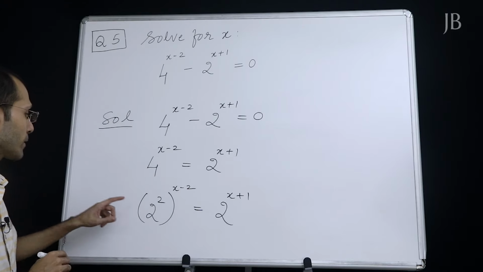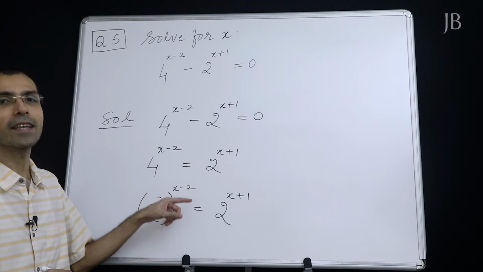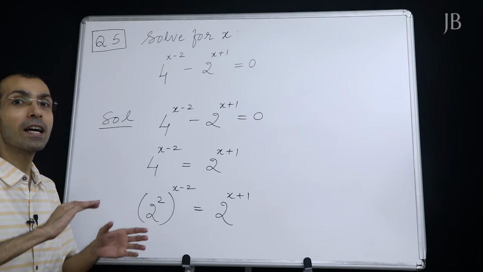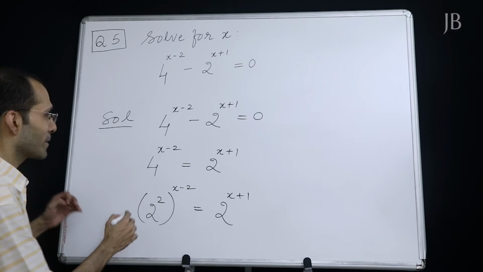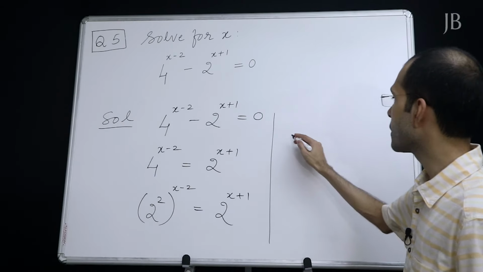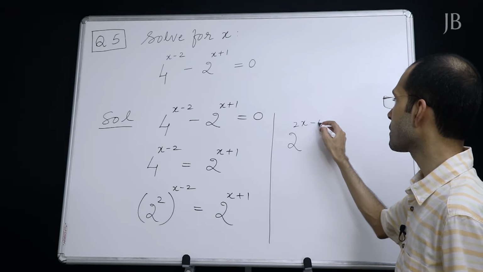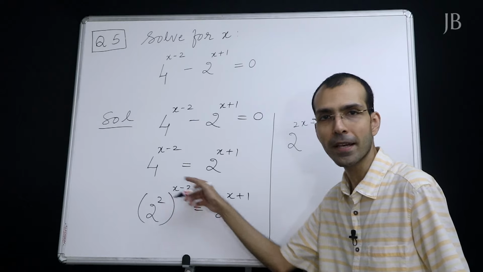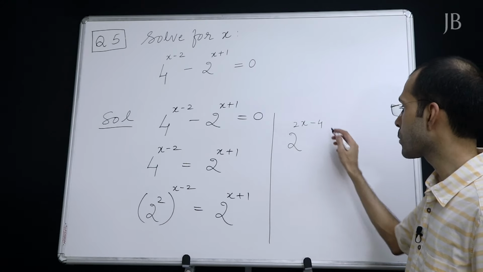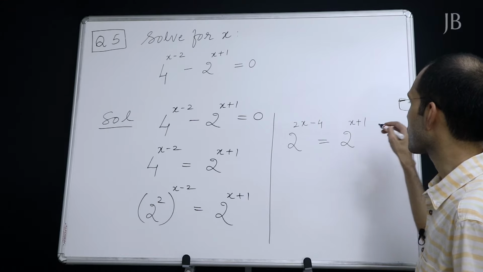Now this is like a raised to m, the whole raised to n. That will be a raised to mn. So let's come on this side. This will be 2 raised to 2x minus 4. 2 will get multiplied by x minus 2. 2 raised to 2x minus 4 equals 2 raised to x plus 1.